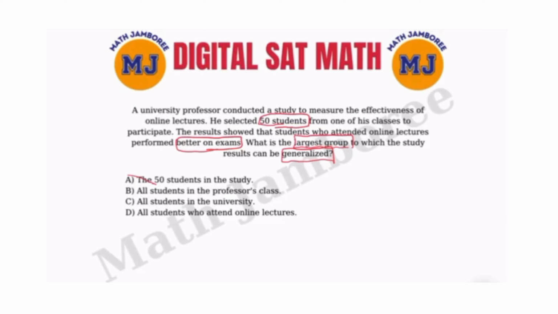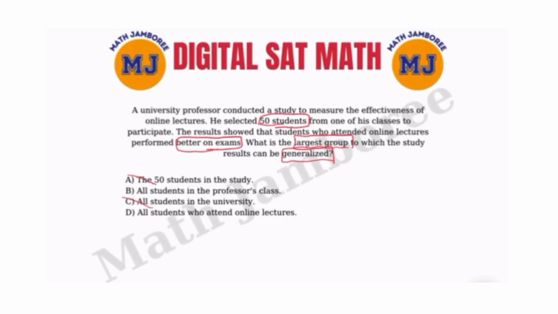C says all students in the university. Now that is too broad, like we don't know that, right? Since there are other professors and other things, there is too little evidence to know that. So C is eliminated, and D says all students who attend online lectures.